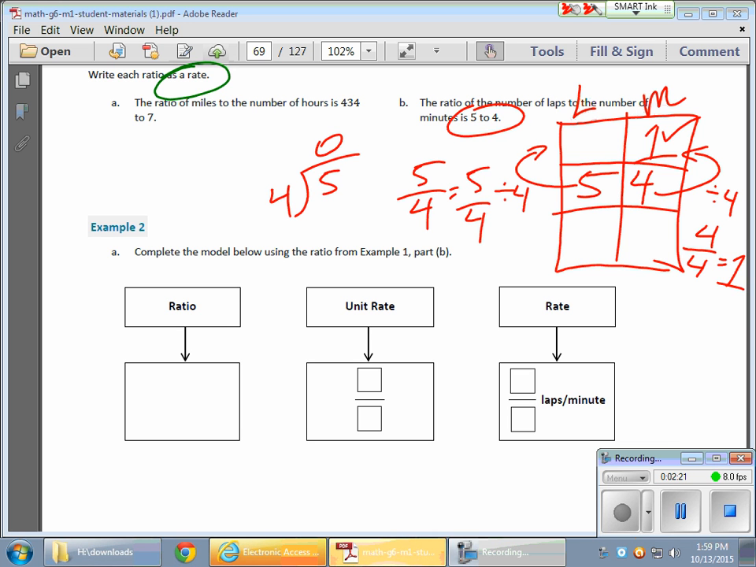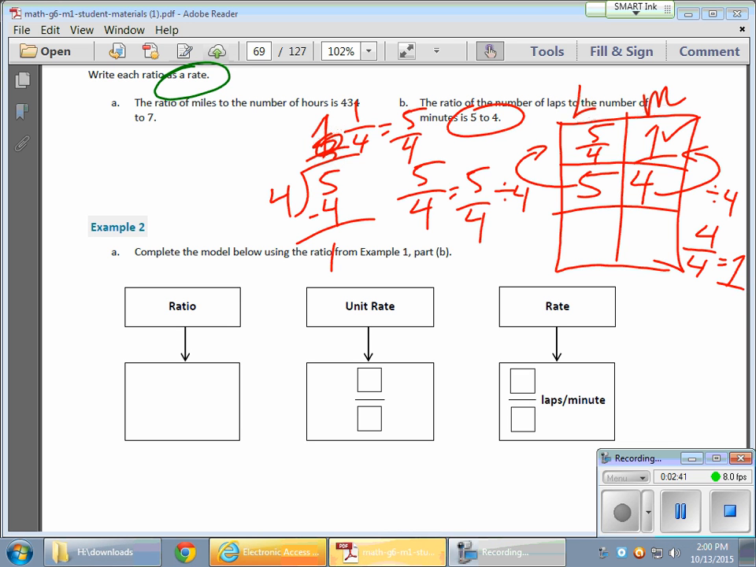That'll go once. And I get a 4. I subtract, I get 1. So here's my 1 fourth. 1 and 1 fourth, but that's also 5 fourths. No problem. So my 5 fourths goes in here like this. So 5 fourths of a lap per minute.